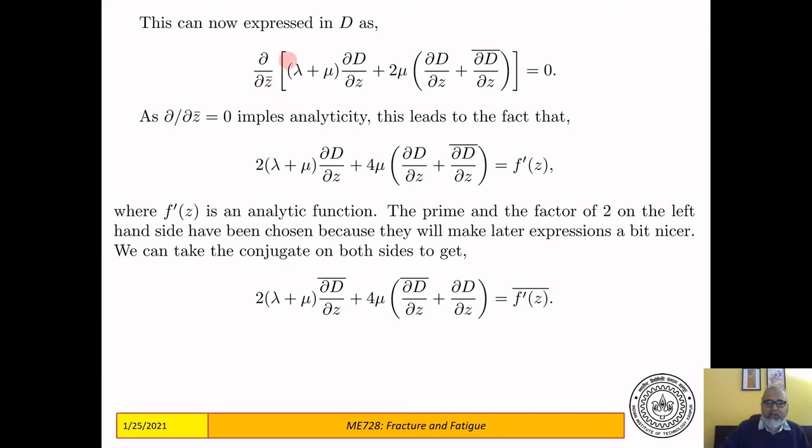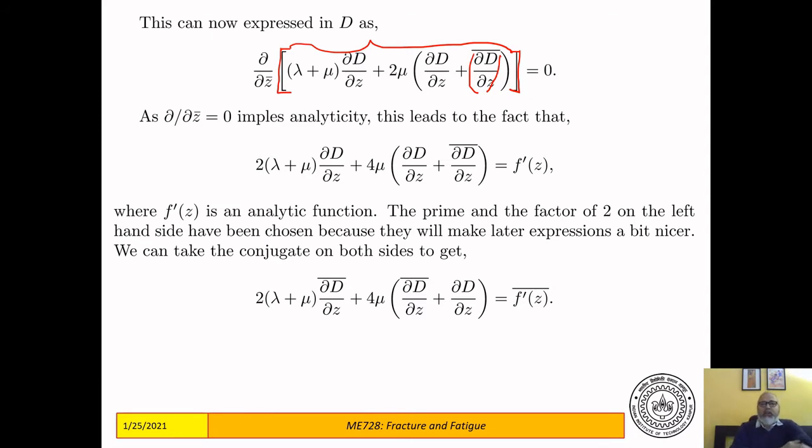We will get del del z bar of this whole thing. Here you must remember this is the conjugate of this whole thing, not d bar dz. D bar dz is equal to 0, but this is del d del z whole bar. Okay, so now this quantity del del z bar of this quantity is seen to be 0. That's the result from Navier's equation, and therefore since del del z bar of this is equal to 0, this whole thing must be an analytic function, because for analytic functions del del z bar is equal to 0.